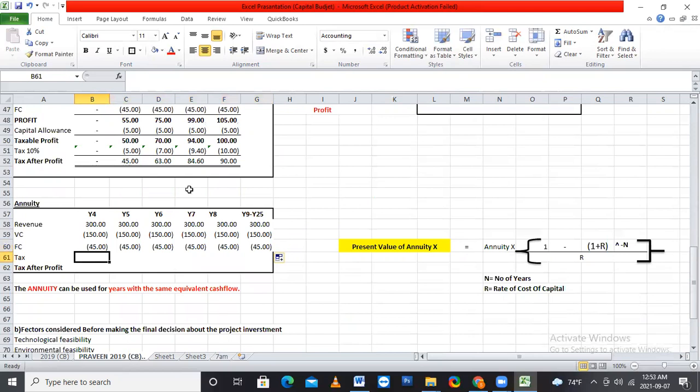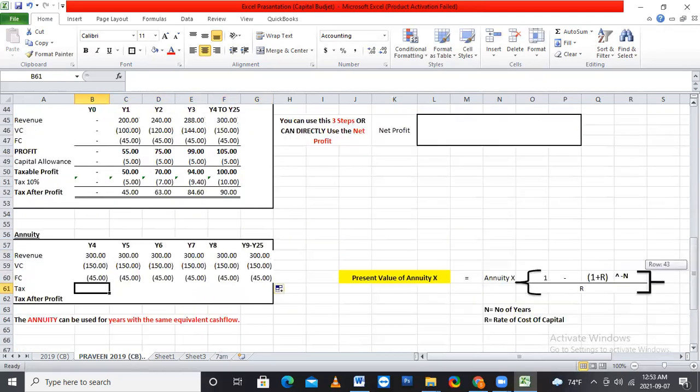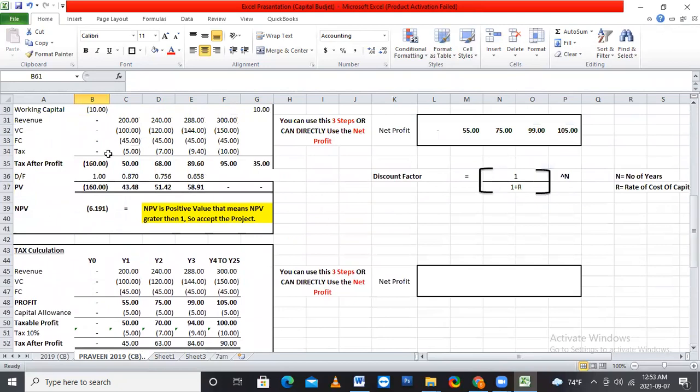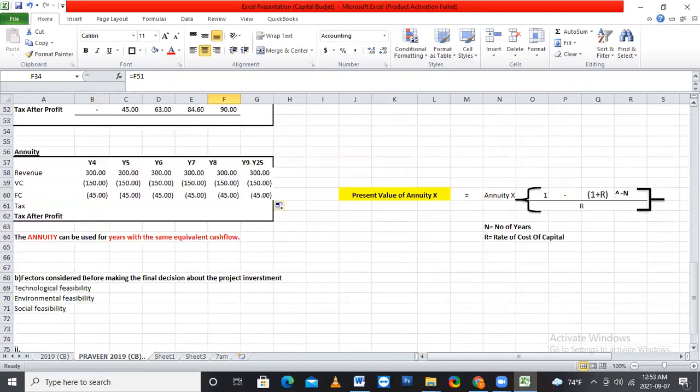And the tax, here you can see the tax. Tax is 5. With the discounting factor, tax changes by year, but when we calculate the annuity, tax is 10. It is a fixed one, minus 10. Okay, profit is the same for every year.